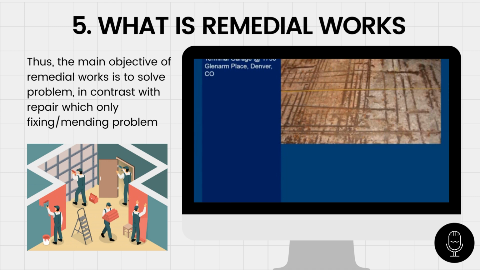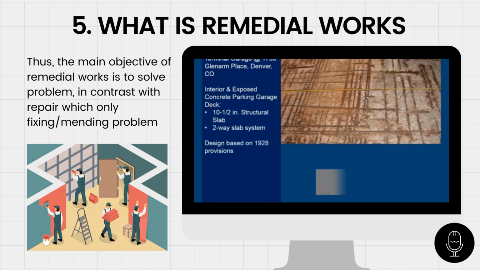In the 80s. This, on the other hand, is a project where Restruction was helping me do an investigation. What I'm doing is looking at the Terminal Garage in Denver. This is a very old garage designed based on 1928 provisions. It has not only chloride contamination, but it has carbonation that's taken place. And these are beyond the limits of what we know we can control. Very high levels. It has both interior and exterior concrete, parking garage, a 10.5 inch structural slab.